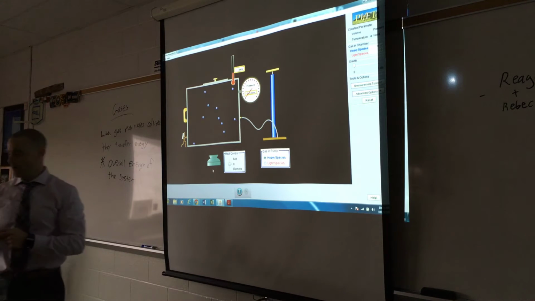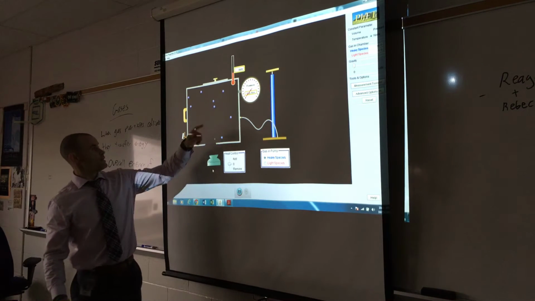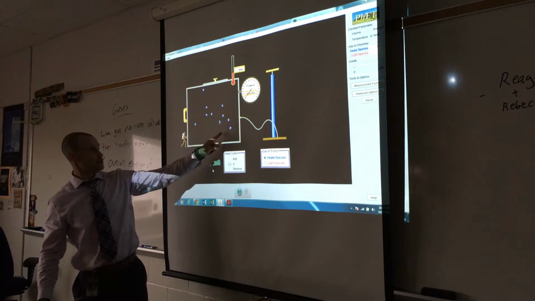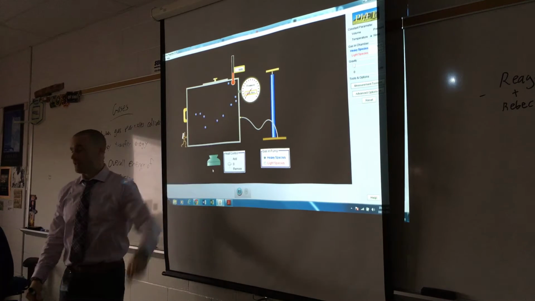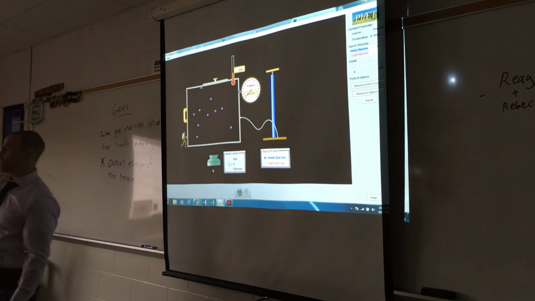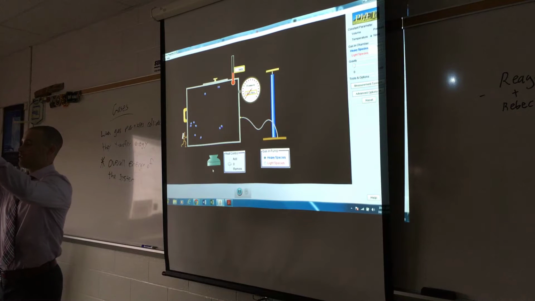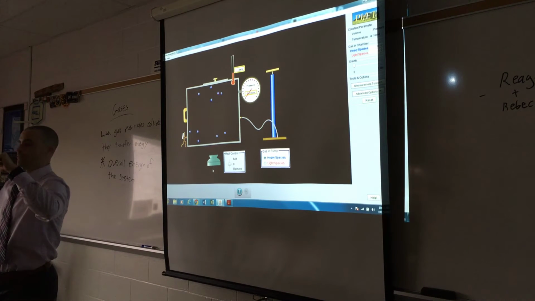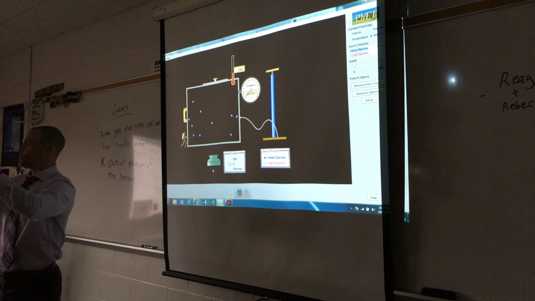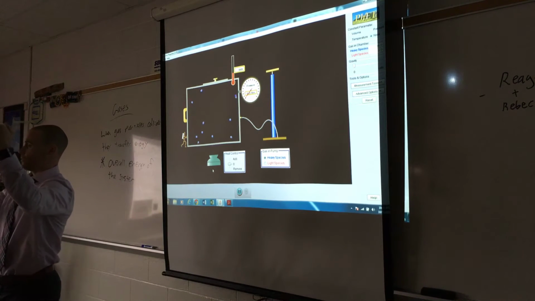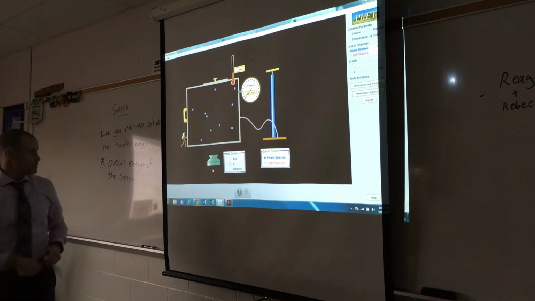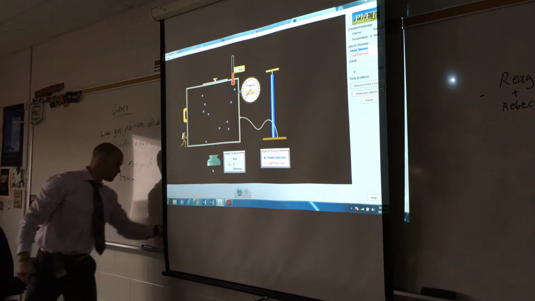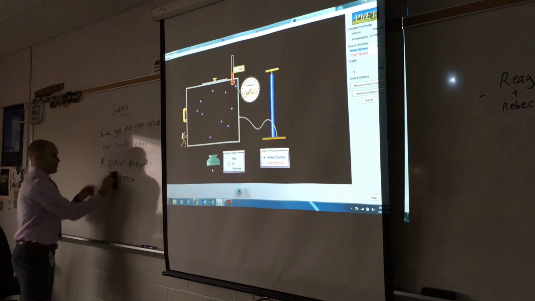Now, I'll help you out a little bit. If this particle is moving faster than this particle and they collide, right? So if I have a really fast moving particle and a really slow moving particle and they hit, who do you think is going to win that collision? The one that's moving faster is going to probably deliver more energy to this one. Would we agree? Okay? Hold that thought.